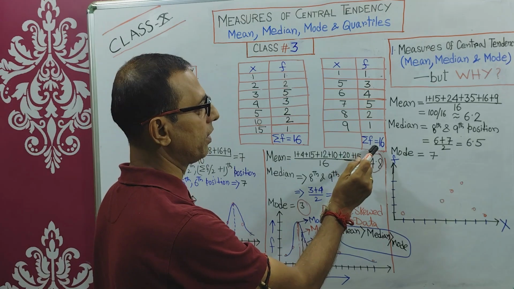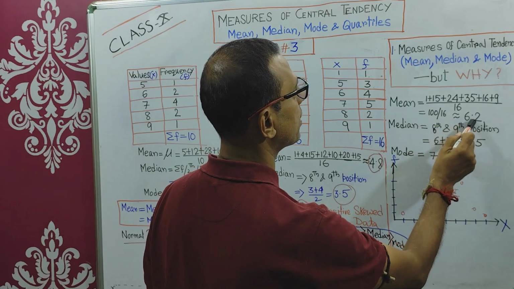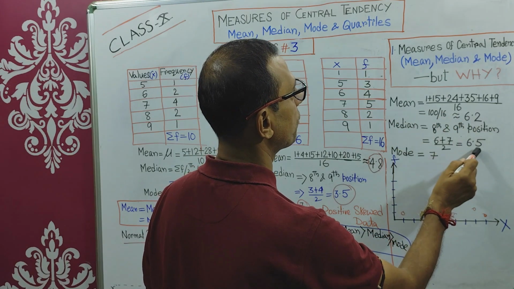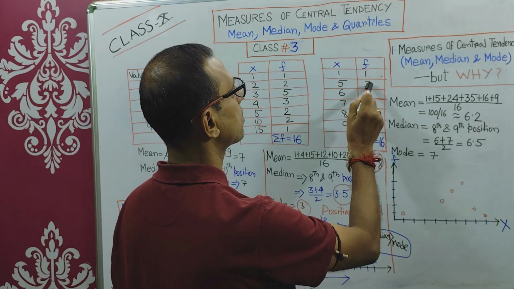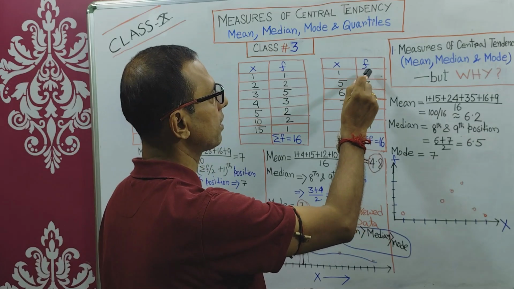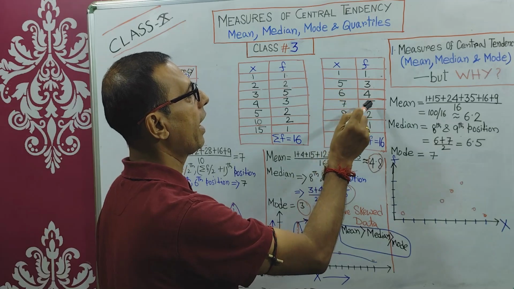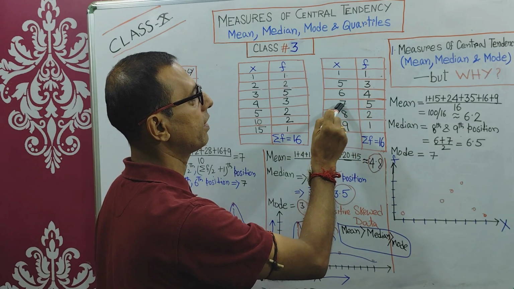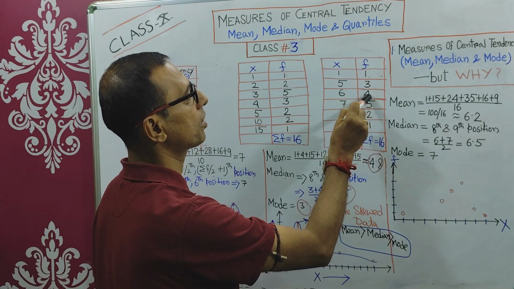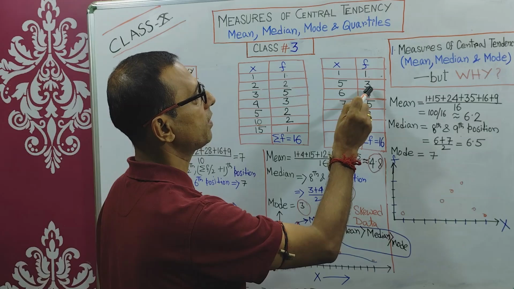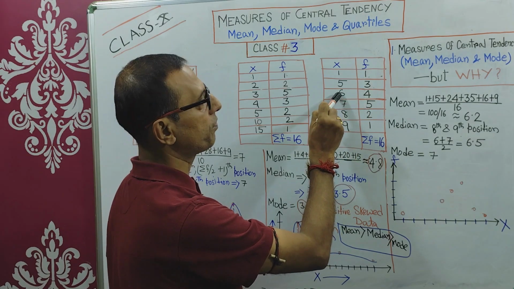Here the total number of observations, as I have calculated, is 16, right? Now when we calculate, the mean comes to 6.2 and the median 6.5, because with 16 observations we need the 8th and 9th positions. 8th position means 1 plus 3, 4, adding the frequency. 4 plus 4, 8. The 8th position data is 6, and the 9th position data is 7. Because starting from the 5th to 8th position, the observation value is 6.